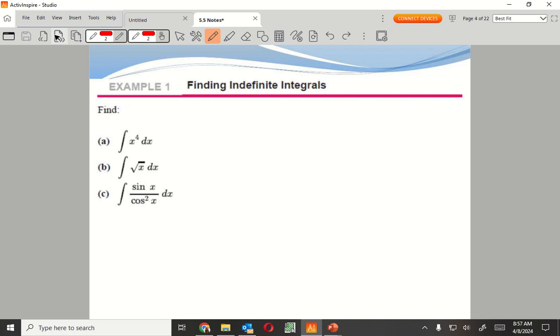Okay, so for this first one, A, the antiderivative. Here I'm going to add 1, so it's going to be x to the 5th. Then divide by 5, and I can't forget plus c. There we go. That's what the indefinite integral is, because I'm not taking bounds on it.